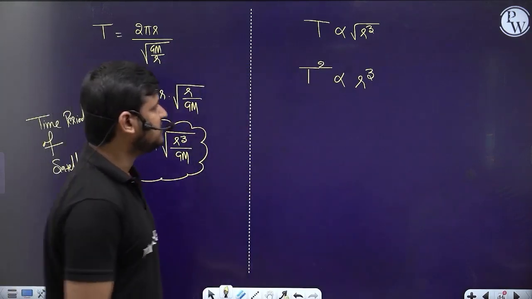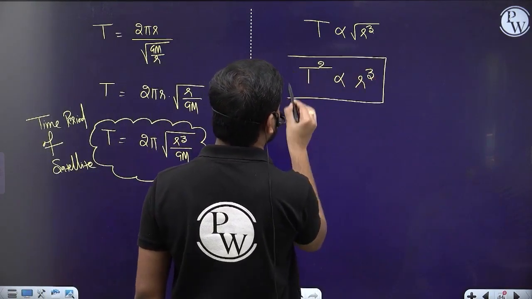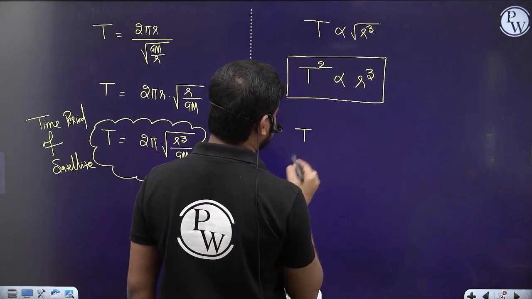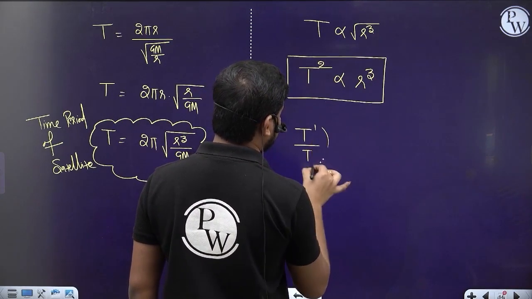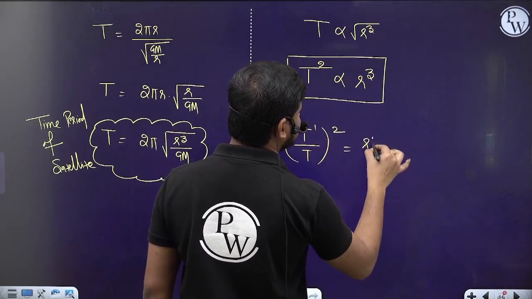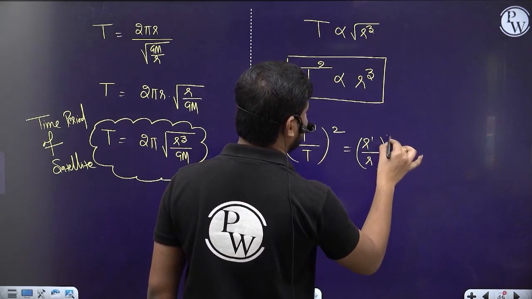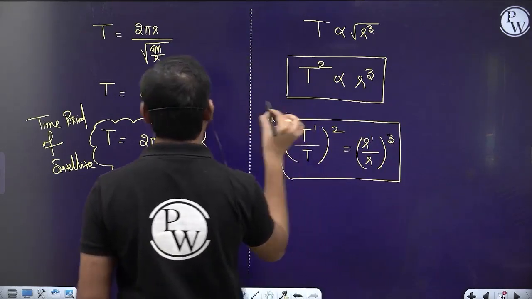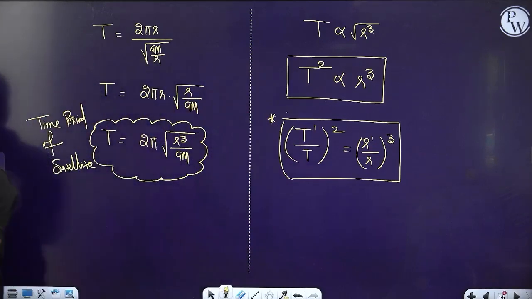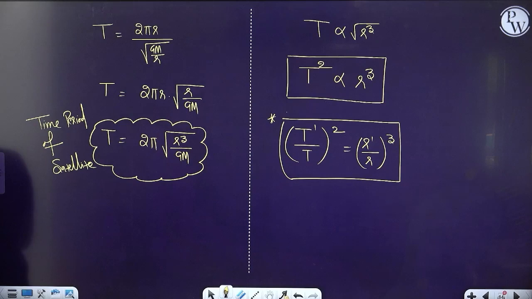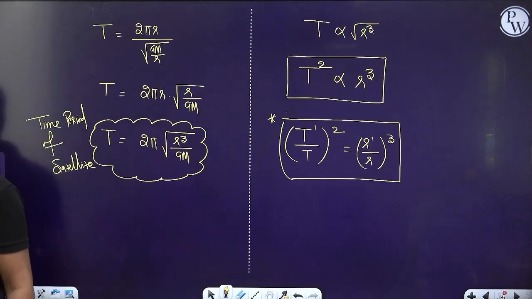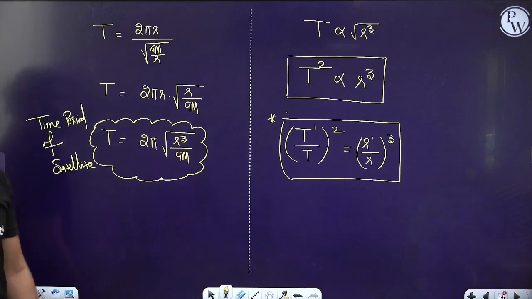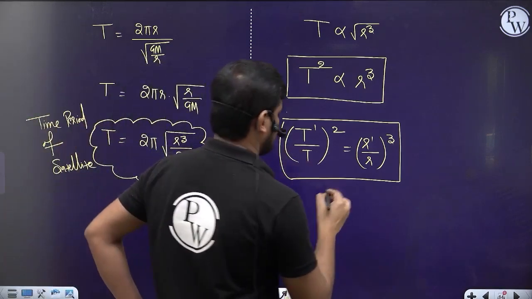The very, very important result. So T square is directly proportional to r cube. So we can write T dash by T whole square is equal to r dash by r whole cube. So this is a very, very important result. You should remember, guys, from the time period of the satellite. This is also called the Kepler law actually. Which Kepler law? It's Kepler's third law.